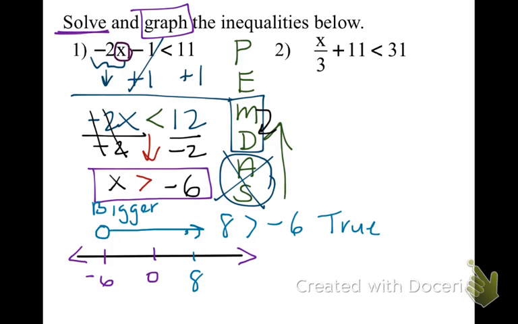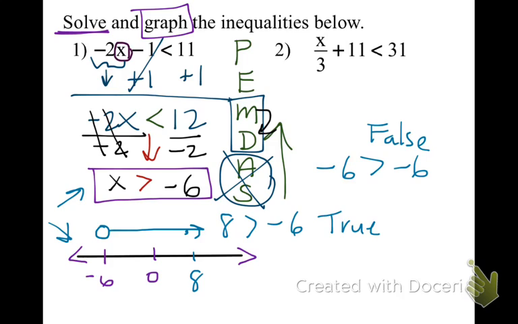Now, next question. Should it be an open or closed circle? Is there an equal sign here? No, there is not. Since there's no equal sign, that means it should be an open circle. Now, if you're not sure whether it's going to be an open or closed circle, remember, if there's an equal sign, that means negative 6 should equal negative 6. Or we should be able to prove that negative 6 is greater than negative 6. Is that a true statement? No. That's a false statement. Since it's a false statement, that's why it's going to be an open circle. So you should have this answer in your notes as well as this graph.